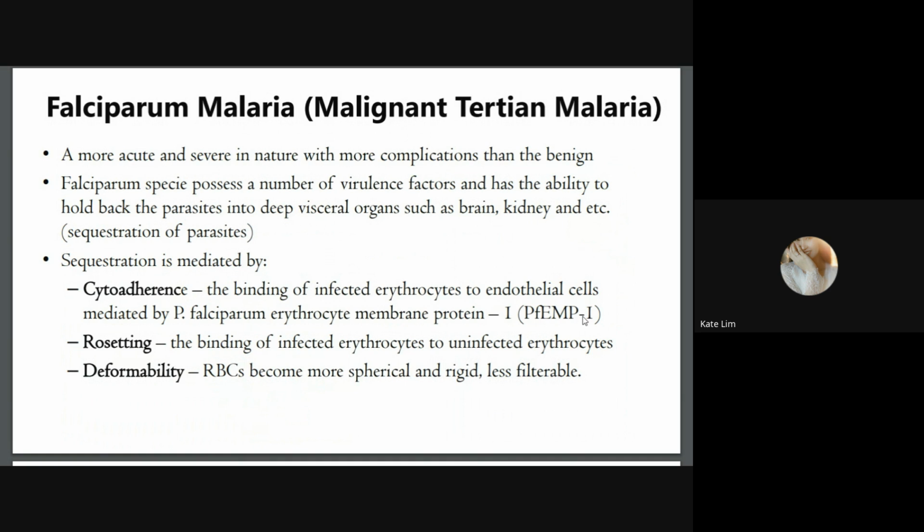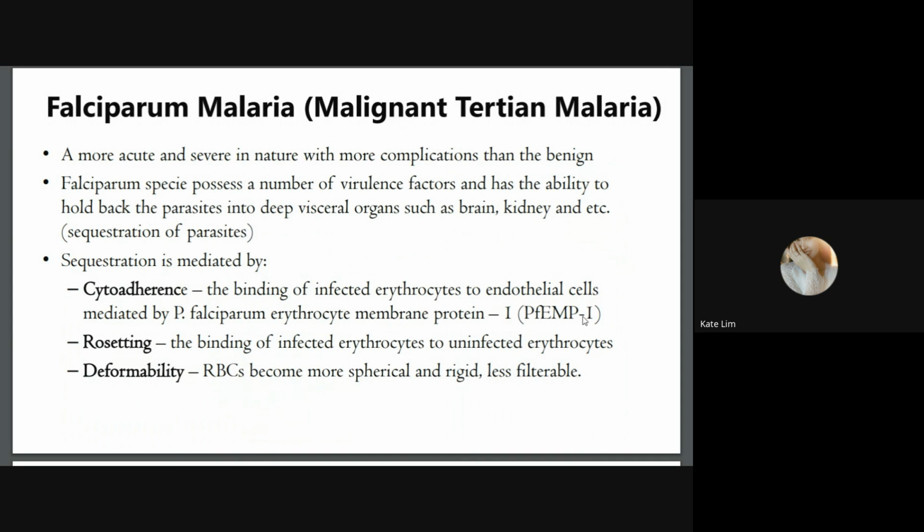So just imagine an RBC, just draw your RBC sticking to the blood vessel wall. If they stick to the blood vessel walls, they prevent themselves from being filtered out by the spleen, allowing the parasite to remain hidden in the deeper tissues of the body. So that is your cytoadherence. Next, we have here the rosetting.